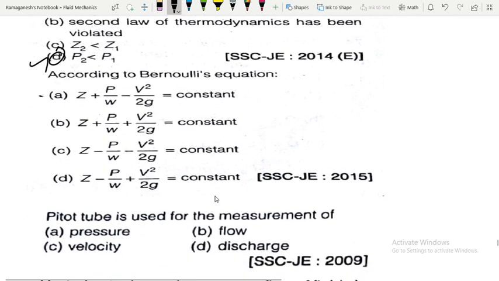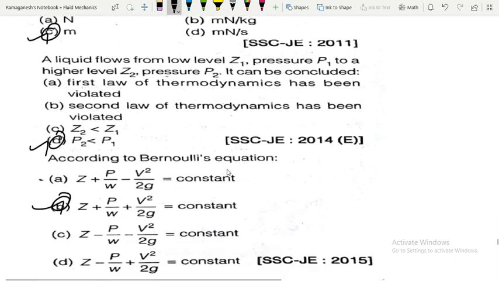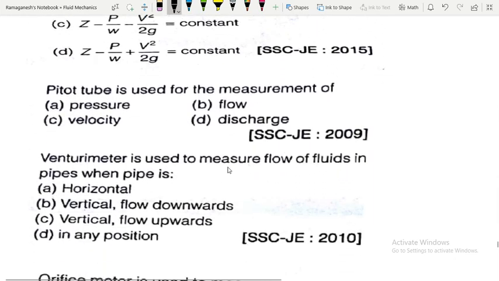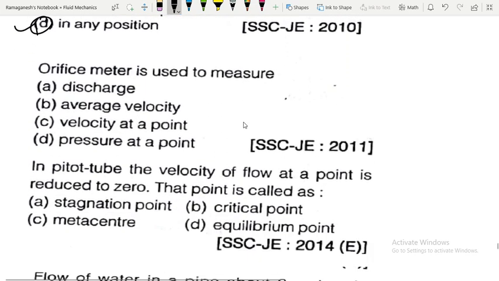So according to Bernoulli's equation, direct formula தான் Z plus P by rho g, okay, option B, direct formula தான் கொடுத்திருக்காங்க. So SSC JE question பாத்தீங்கன்னா ரொம்ப ஈஸியா தான் தெரியுது எல்லாமே. So pitot tube is used to measure the velocity, option C. Venturi meter is used to measure flow of fluids in pipes when the pipe is in any direction. Yeah. So I think already எல்லா questions-மே ஆல்ரெடி நம்ம டிஸ்கஸ் பண்ணதா வருது, ஆல்மோஸ்ட் எல்லாமே ரிப்பீட்டடா தான் இருக்கு. Orifice meter is used to measure, so orifice meter discharge தான் யூஸ் பண்ணுவோம், ஆப்ஷன் A.